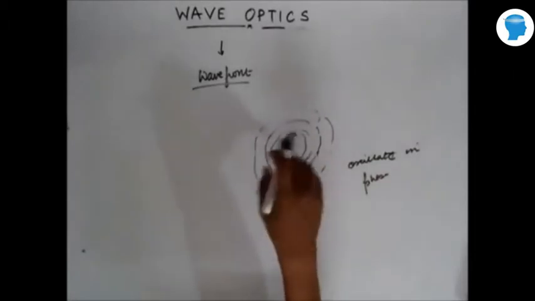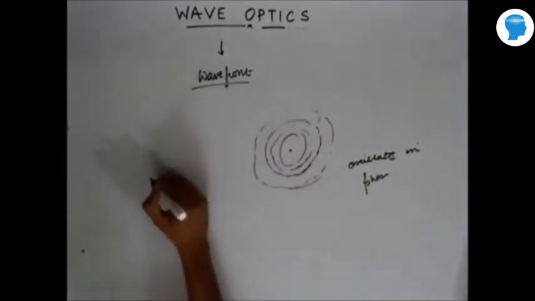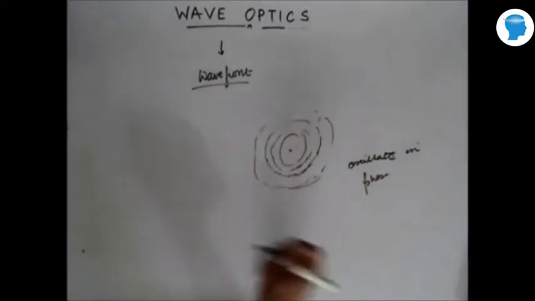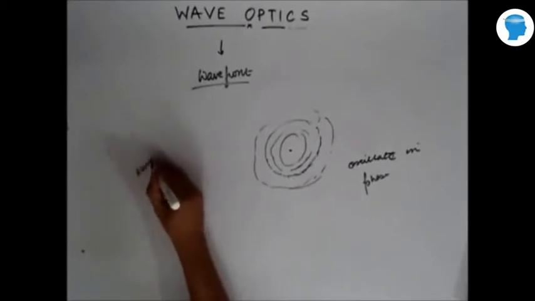So these surfaces or these circles of constant phase are known as a wavefront. It's basically a surface of constant phase.